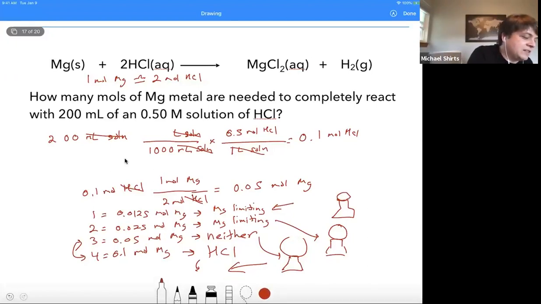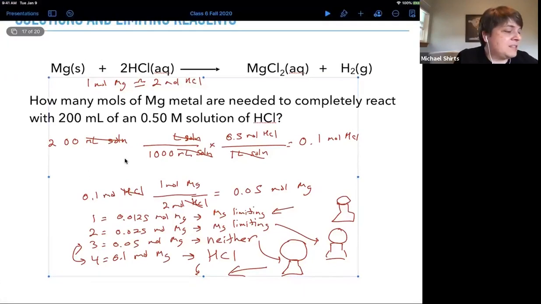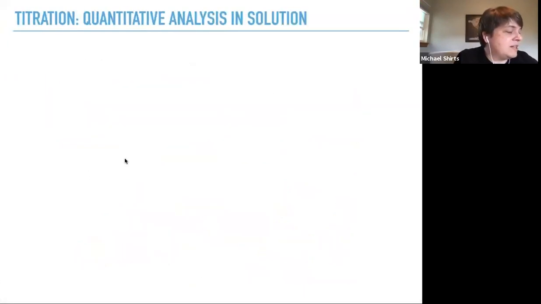So we've got nice balloons that you can look at. But that's the idea. So we can do solution stoichiometry. We can figure out the amount of products. We can figure out the amount of excess just the same, because we can go from volumes to moles. Okay, so let's look at other cases where one might be interested in doing solution stoichiometry. Titration.